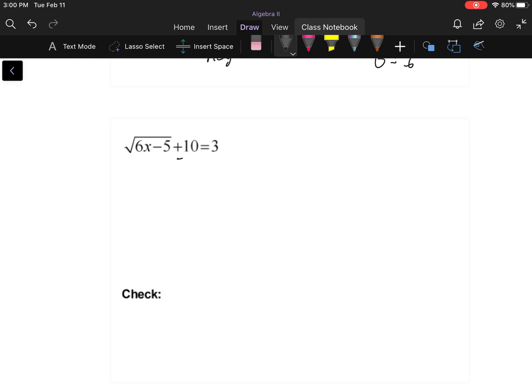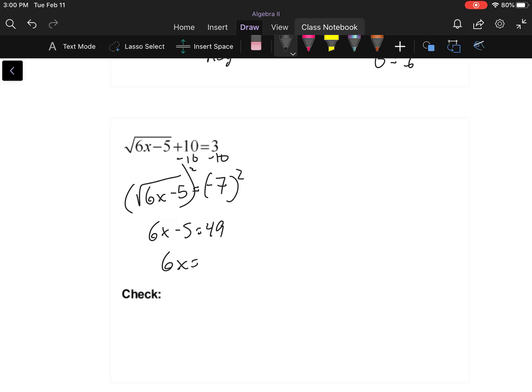Okay, I'm going to subtract 10. And don't stop now because you see a square root equal to a negative number. That's fine because we're going to square it here. And I got 6x minus 5 is equal to 49. Add that. That's going to give me 54. x is equal to 9. It's when you put it back into the original equation that it matters.